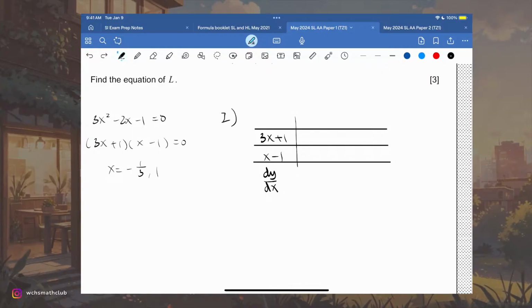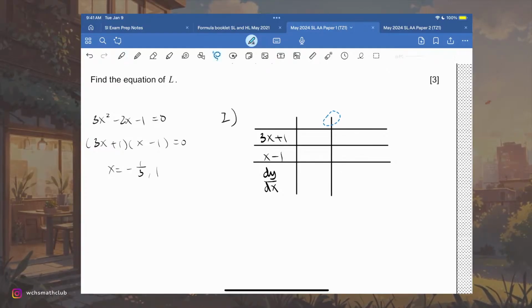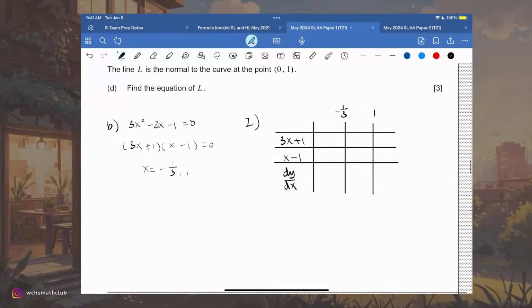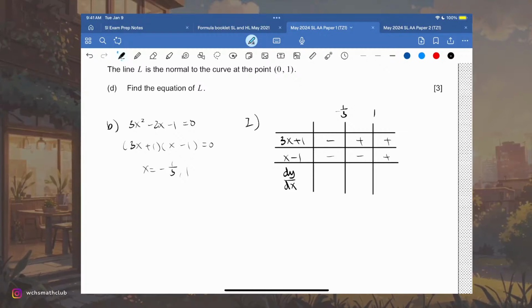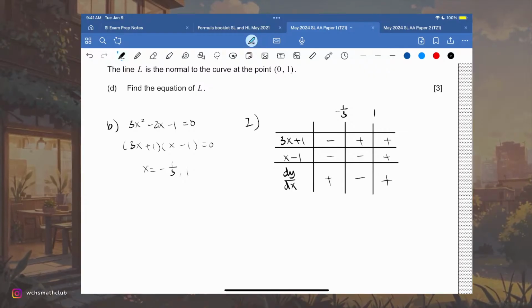Oops, that's a little weird. Okay, and then now we can put in the values we got when we solve for x: negative 1 over 3 and 1. So here this one will be negative and then positive and then positive and then negative, negative, positive. Negative times negative is positive, positive times negative is negative, and positive times positive is also positive.